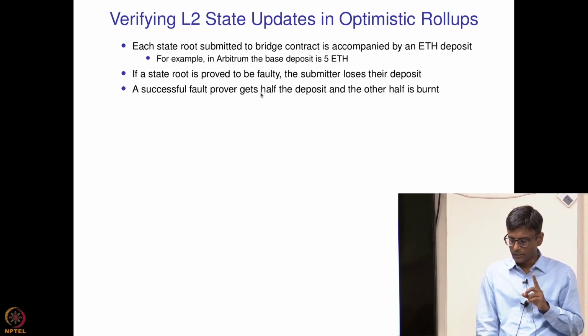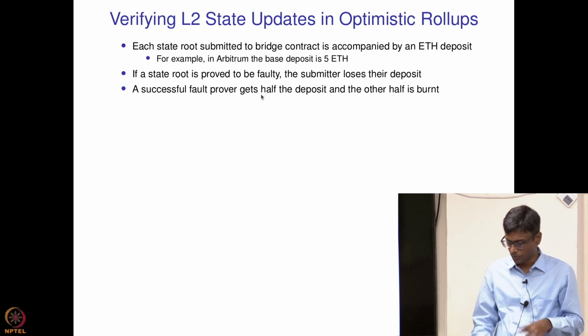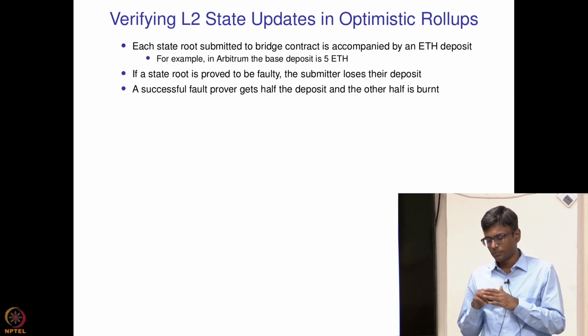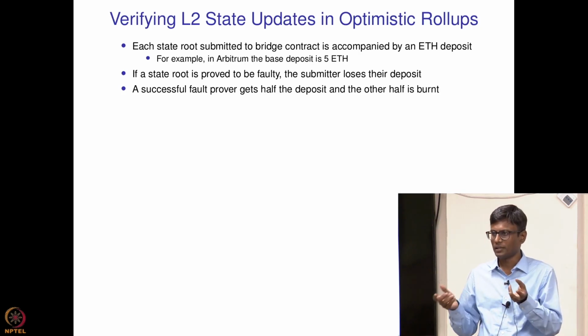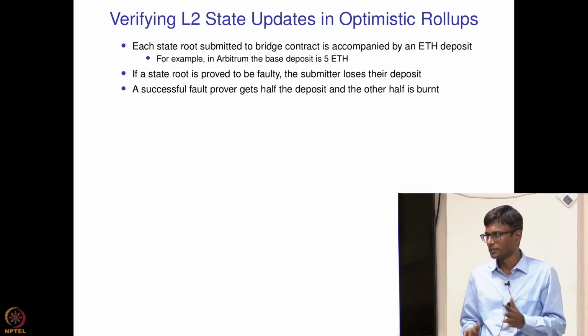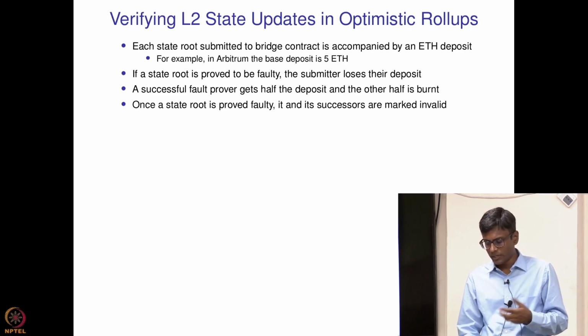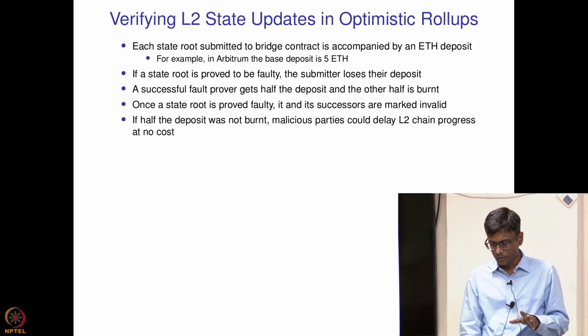Like in the previous lecture we saw, half of the deposit is burnt and the other half is given to the fault prover. The reason for burning it is that somebody who submitted a faulty state root should not be proving their own fault and getting back their whole deposit. So you want to burn half of it. And once the state root is proved faulty, its successors are also marked as invalid, it is rejected.